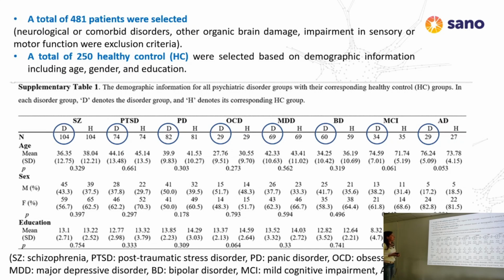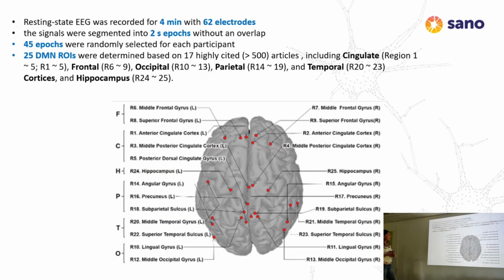A total of 441 patients were selected, and those having other neurological disorders or other organic brain damage, or impairment in sensory or motor function, were excluded from the analysis. A total of 2,050 healthy controls were selected based on demographic information, including age, gender, and education. Resting state EEG was recorded for 4 minutes with 62 electrodes. The signals were segmented in 2-second epochs without overlap, and 45 epochs were randomly selected for each participant.